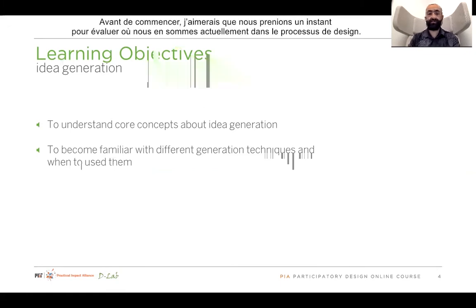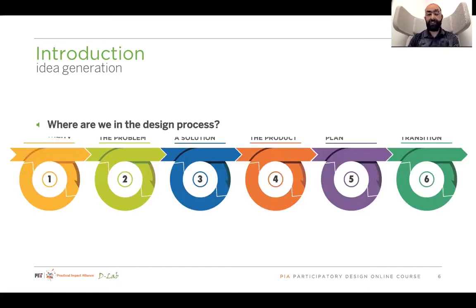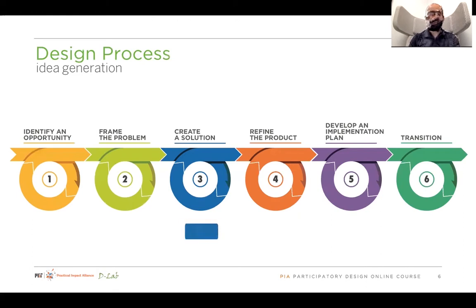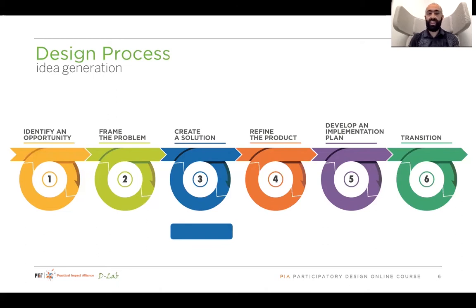So before we start, I wanted us to take a look at where in the design process we are right now. You surely have seen this graph, which represents the design process. And it represents it not only as one iteration, but as a number of loops and micro iterations as you go through the design process. So you just came out of the frame the problem stage, where you hopefully came out with a good, narrow, very concrete problem framing, and now you're going to start creating a solution.